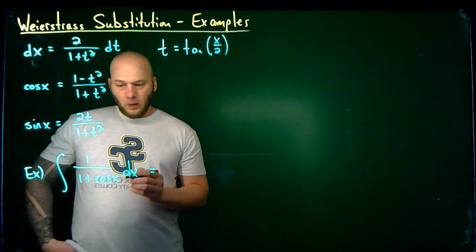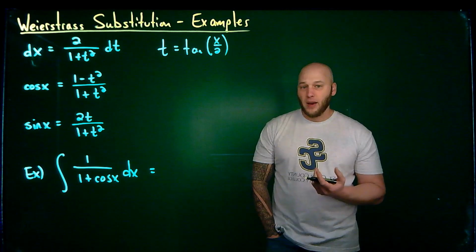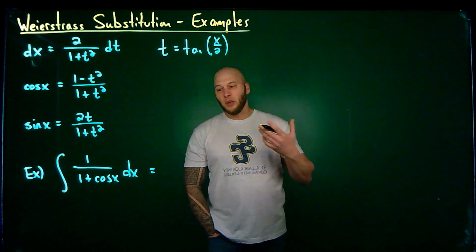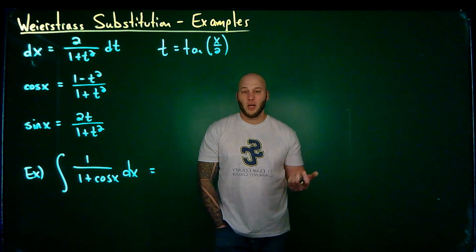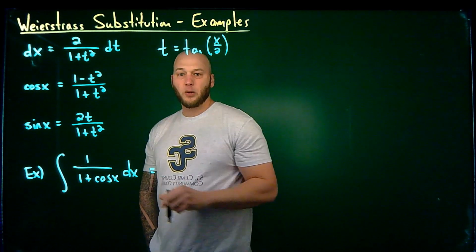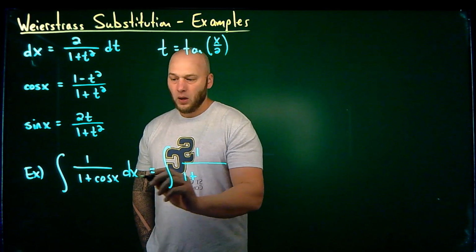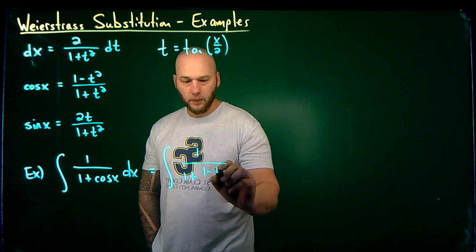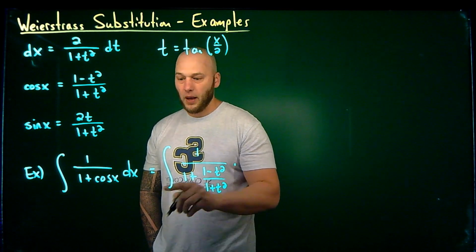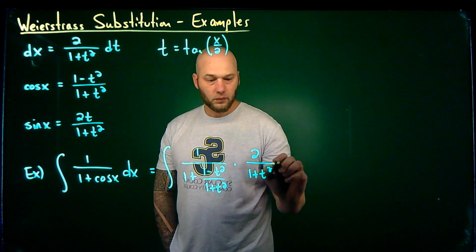I've computed this before in a video where we used what was called a Pythagorean conjugate. Here's an alternative way to do it. Notice that the integrand here has the variable x and it has cosine in it. I'm going to replace cosine with this expression and I'm going to replace dx with this expression. Let's see what happens. The integral of 1 over 1 plus cosine is 1 over 1 plus (1 minus t squared over 1 plus t squared), multiplied by dx, which is 2 over 1 plus t squared dt.